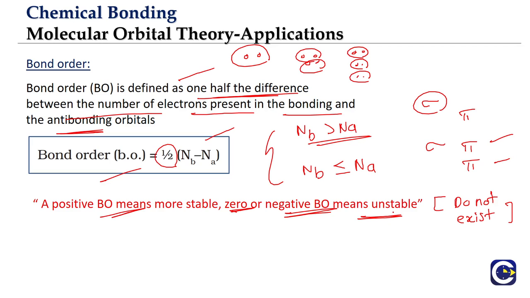And here, unlike the Lewis theory or the VSEPR theory, where we will only be able to explain the existence of a single bond or a double bond or a triple bond, so only the cases where bond order is equal to 1 or 2 or 3, in the molecular orbital theory we can go beyond that.